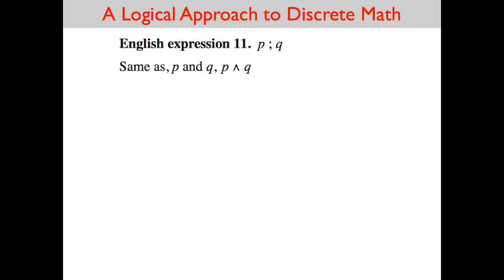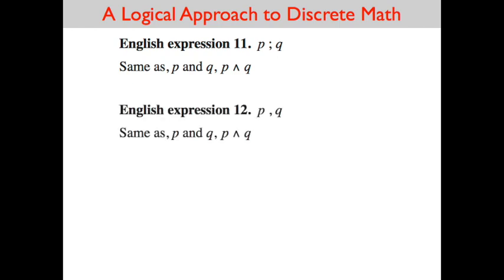Okay, and now here is an interesting word. It's actually not a word, it's a punctuation mark. It's the semicolon. So what does it mean? P semicolon Q. That means P and Q, right?